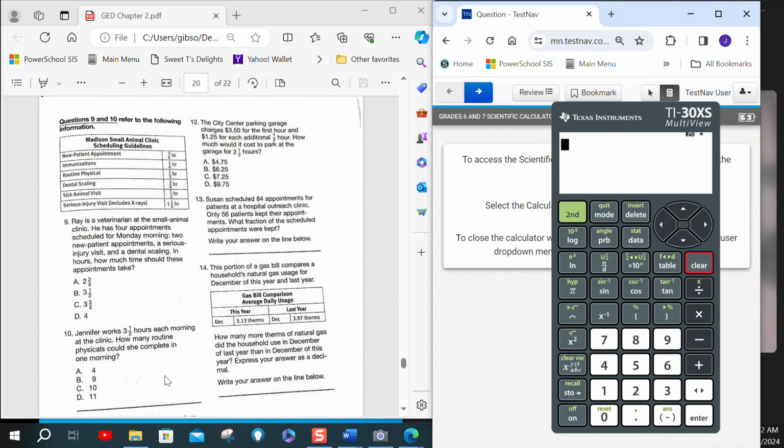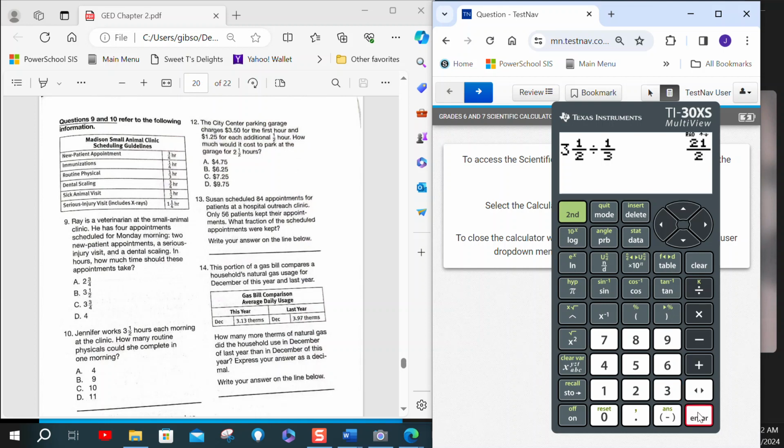Jennifer works 3.5 hours each morning at the clinic. How many routine physicals could she complete in one morning? So routine physical is 1/3 of an hour. So we'll take 3.5. So we'll press second N over D. We'll press 3, press the right arrow, 1, down arrow 2, and then the arrow again. That's 3.5 divided by the routine physical, which is 1/3. So we'll hit N over D. We'll hit 1, down arrow 3, and press enter.